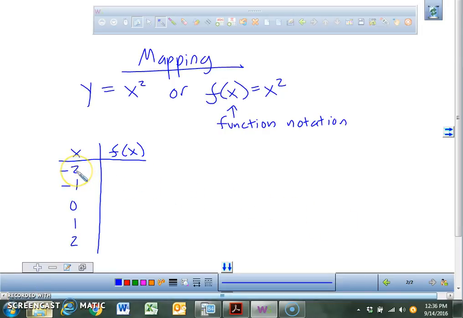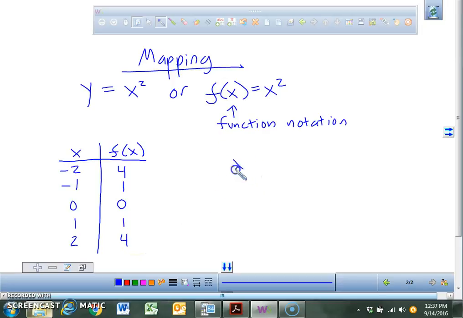So if I say -2, when you plug that in, what's -2 times -2, Garrett? 4. That's right, because a negative times a negative is a positive. All right, what's -1 times -1? 1. Correct. All right. Now, we all know what 0 times 0 is. That's just 0. And we all know what 1 times 1 is. That's 1. And then 2 times 2 is 4. But you guys notice something here? Do you see how we have kind of repeating y values? That's okay. That's all right.